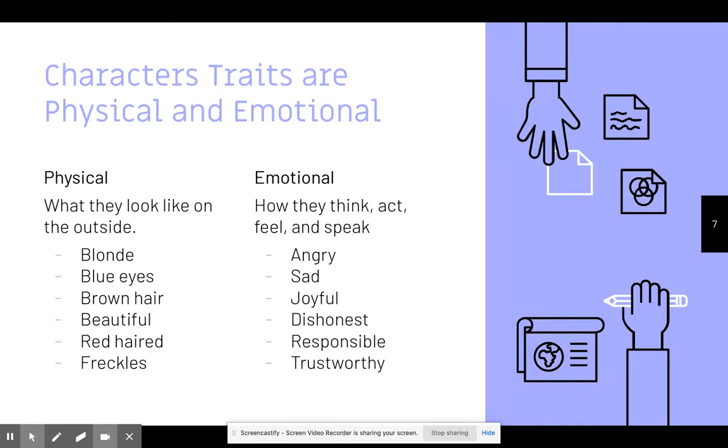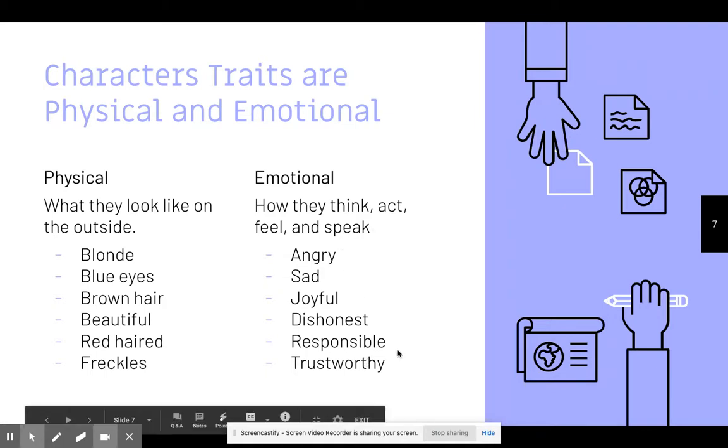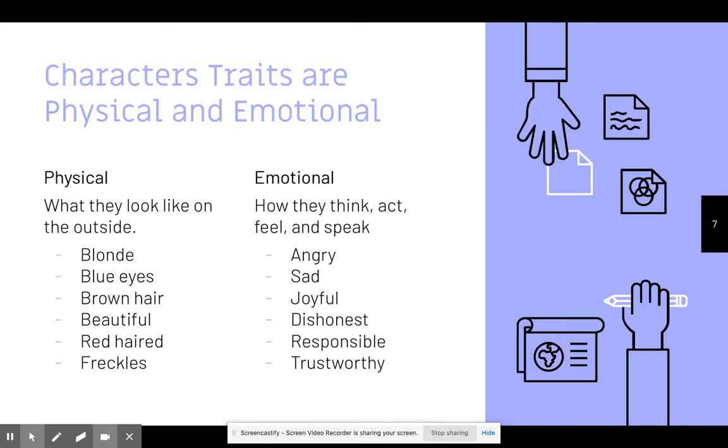If I said, go to your room, what could you infer? I'm angry. If I said something like, don't worry, Miss Megan, I can take care of that. How am I acting? What kind of words did I say? I'm responsible. If you see someone sitting by themselves and their head is hung down and they're kind of alone, what do you think they are? They're sad. So we use these words to describe the inside traits, how they're thinking, acting, feeling, and speaking.